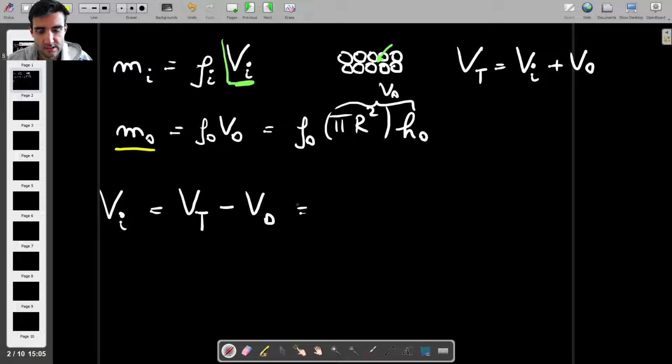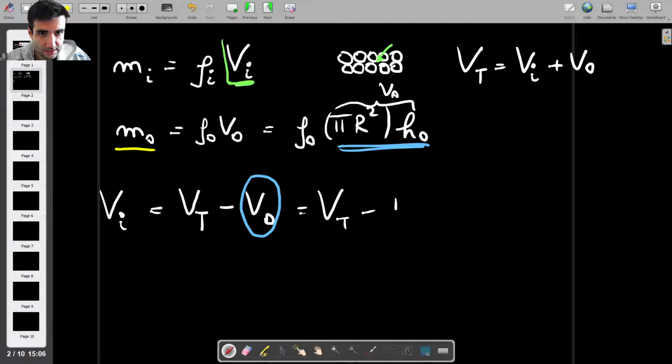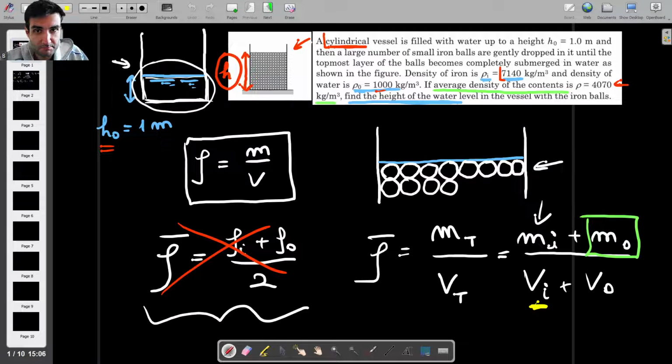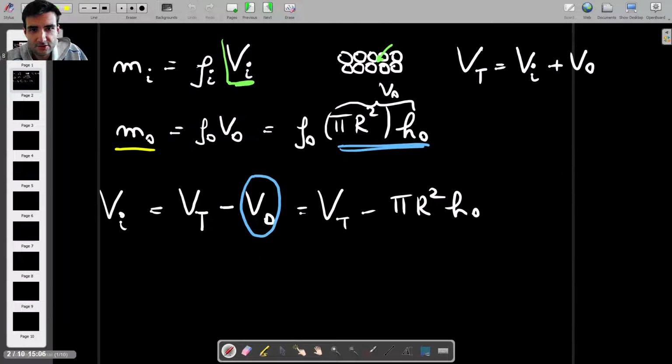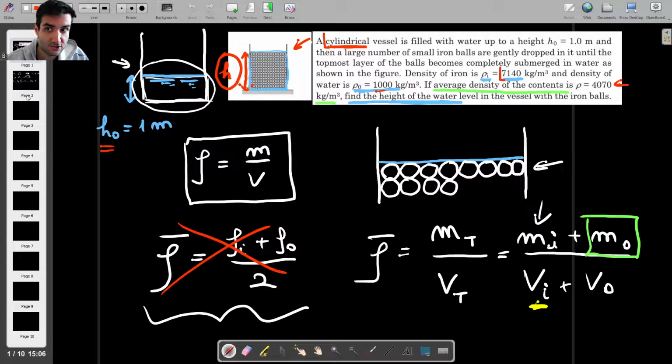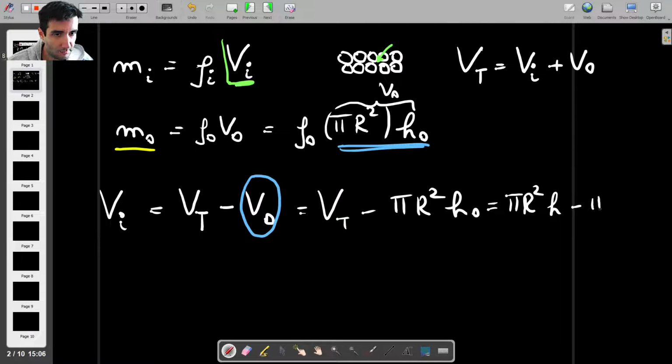So the volume of the water we know, right? We found it here. It's pi r squared times h naught. So let's write it as Vt minus pi r squared h naught. Now, what is the total volume? Well, the total volume is the volume of the pellets plus the water, which is essentially the volume of this cylinder here, which is just the volume of a cylinder. So that's pi r squared times the height. The height in the final case is h, which we don't know, and minus pi r squared h0, which is pi r squared times h minus h0.